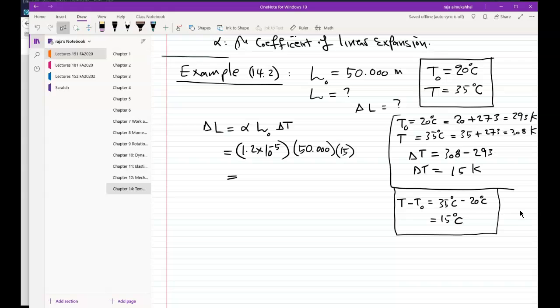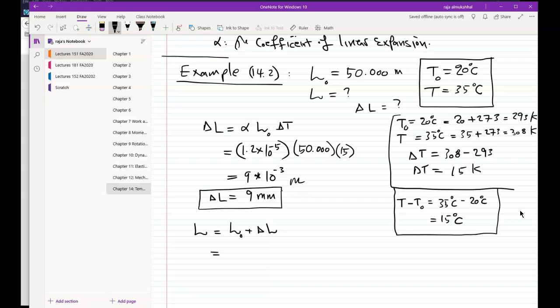And then we plug in all of that, and that will give me 9 times 10 to the power of negative 3 meters, okay? Or if you want, 9 millimeters, okay? So what happened to this tape, this steel tape, it has increased by this much. So what is the new length? Well, the new length will be L naught plus delta L.